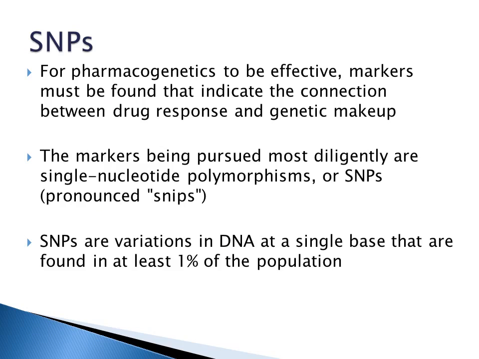So SNPs are single nucleotide polymorphisms. For pharmacogenomics to be effective, markers must be found that indicate the connection between drug response and genetic makeup. So the markers that companies are pursuing are known as single nucleotide polymorphisms, or the SNPs. So SNPs are defined only in relation to a population and are variations in DNA at a single base that are found in at least 1% of the population.